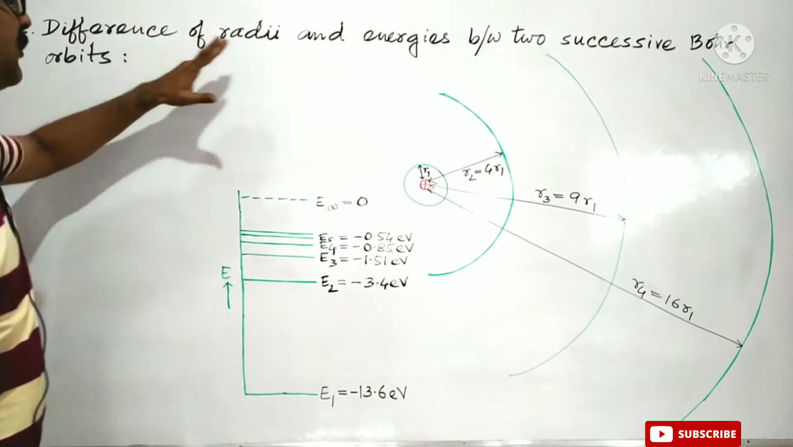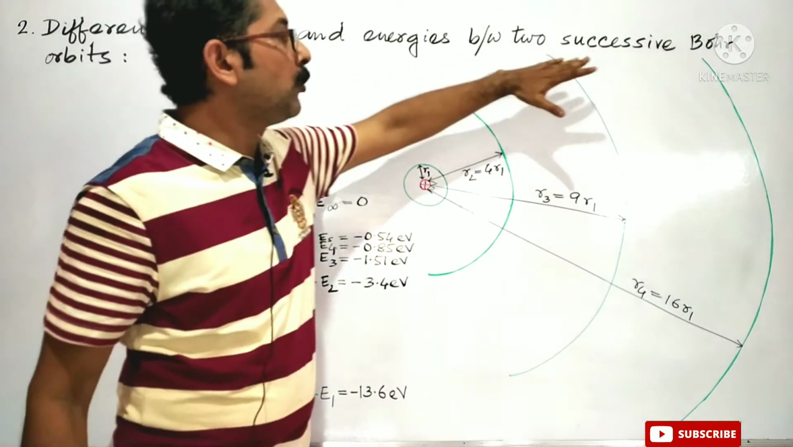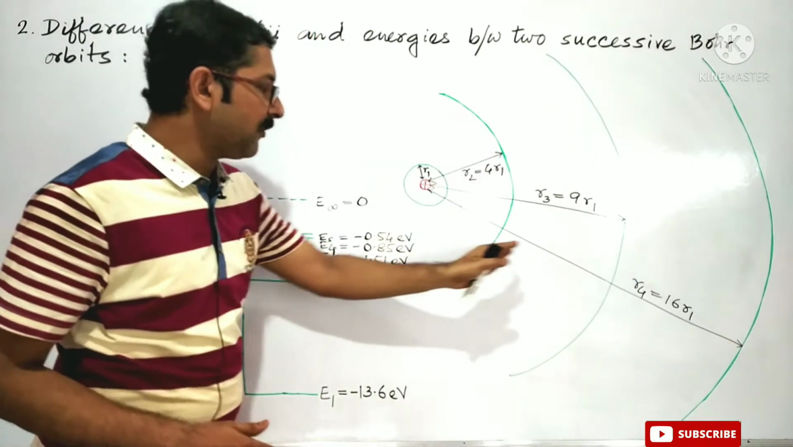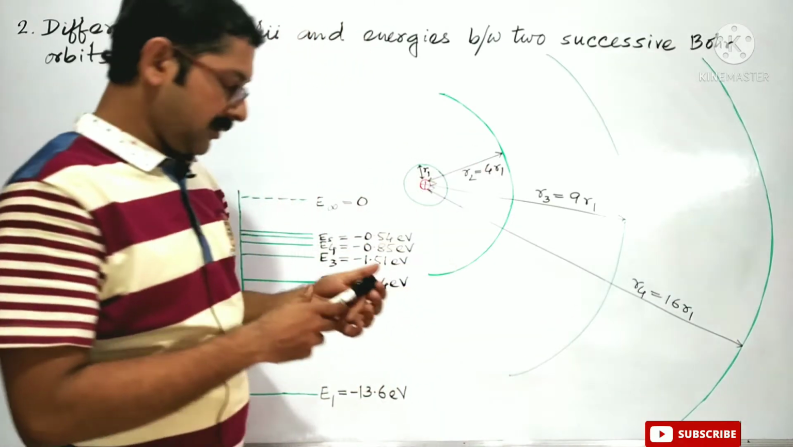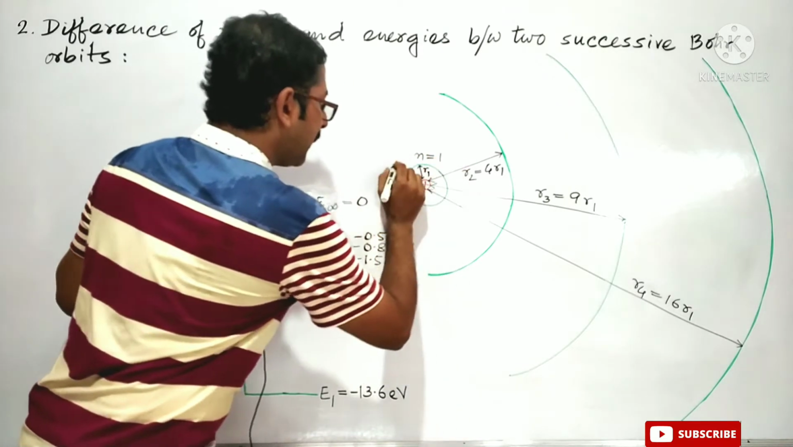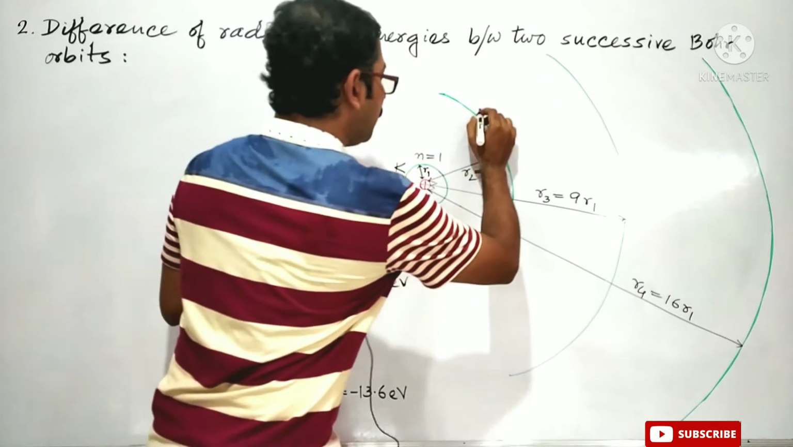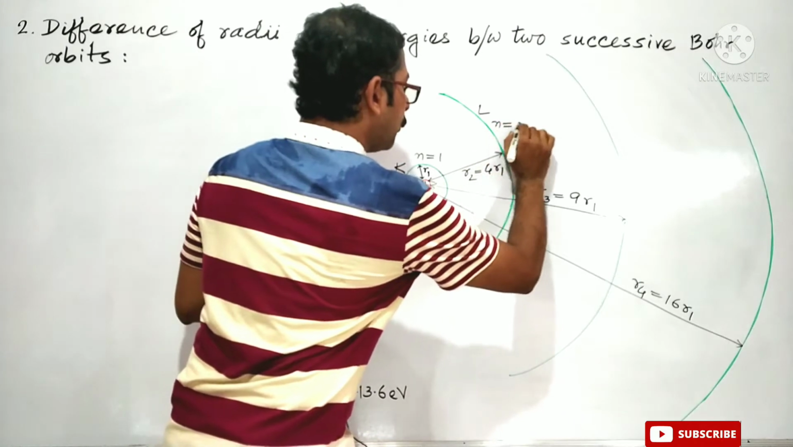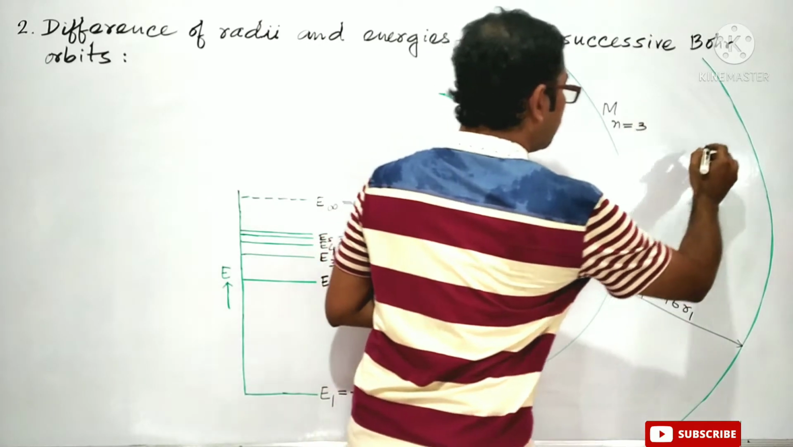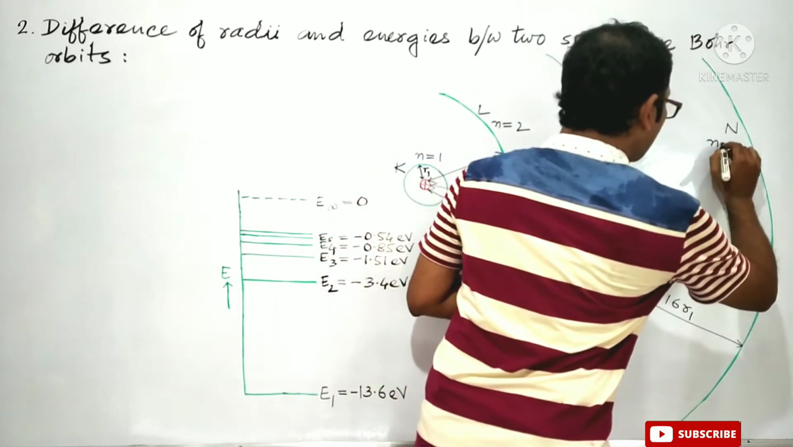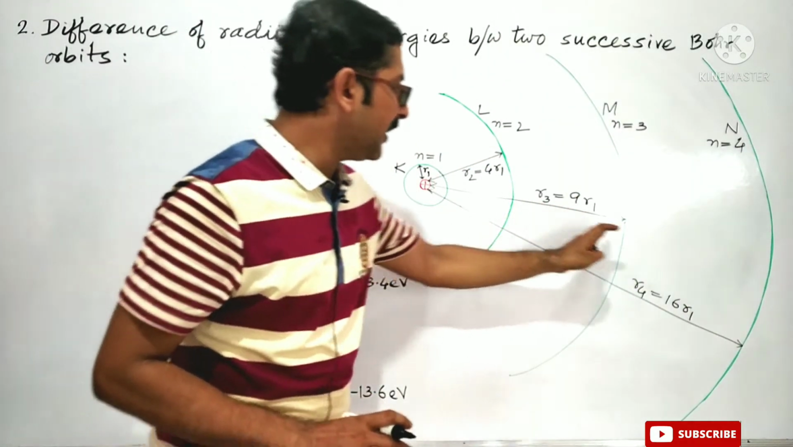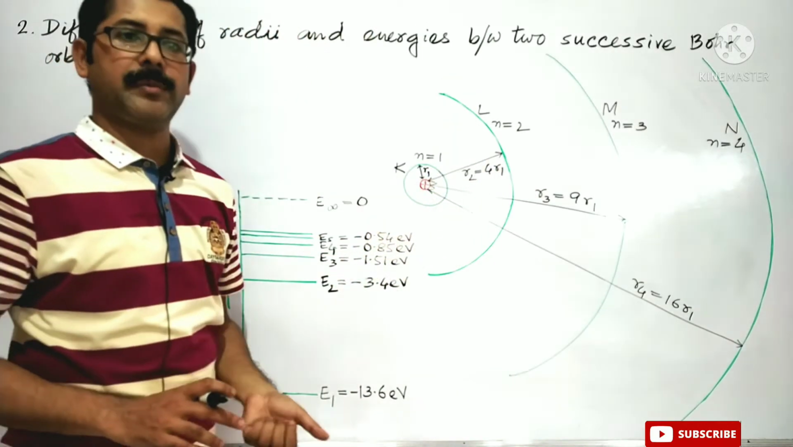It is the difference of radii and energies between two successive Bohr orbits. We actually want to compare the radius of different Bohr orbits. This is our first orbit, n equal to 1, that is the K orbit. This is the L orbit, n equal to 2. This is our third orbit, the M orbit, n equal to 3. This is our fourth orbit, n equal to 4. Now we want to compare the radius and energies of these different orbits.